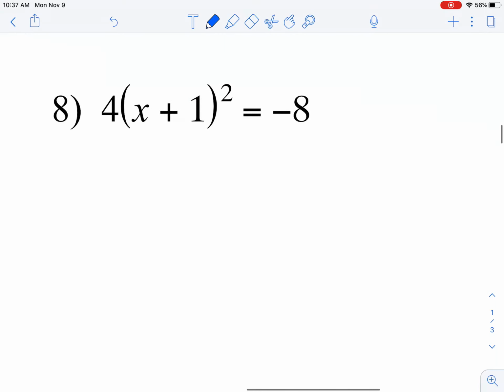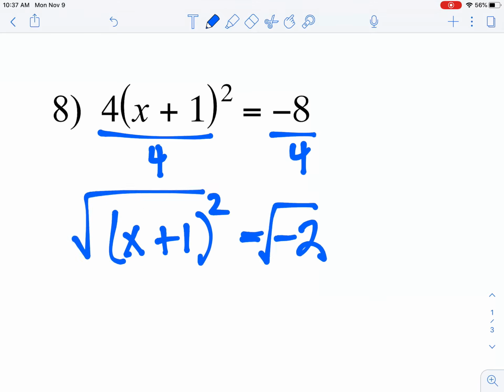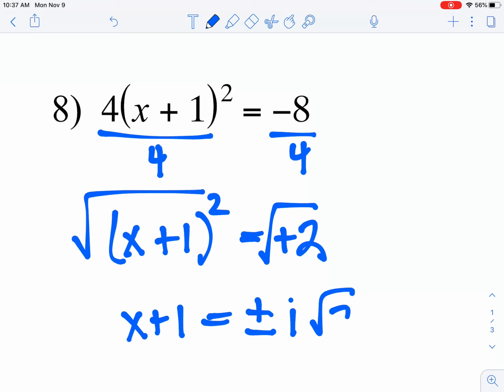Over here, I need to deal with this 4, and I would not ever distribute it. That makes my life harder. I want to make my life easier by moving it over to the other side, so I divide both sides by 4. Now when I take the square root of both sides, I get x plus 1 equals plus or minus i, to make it positive, radical 2.